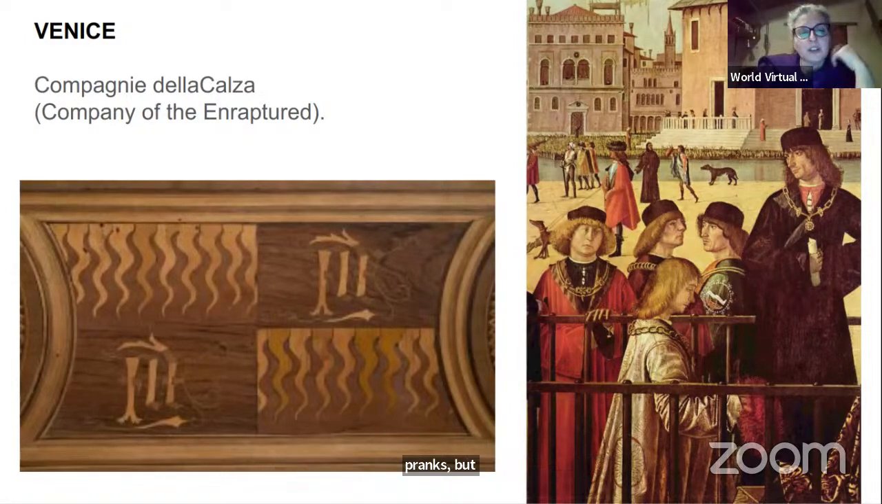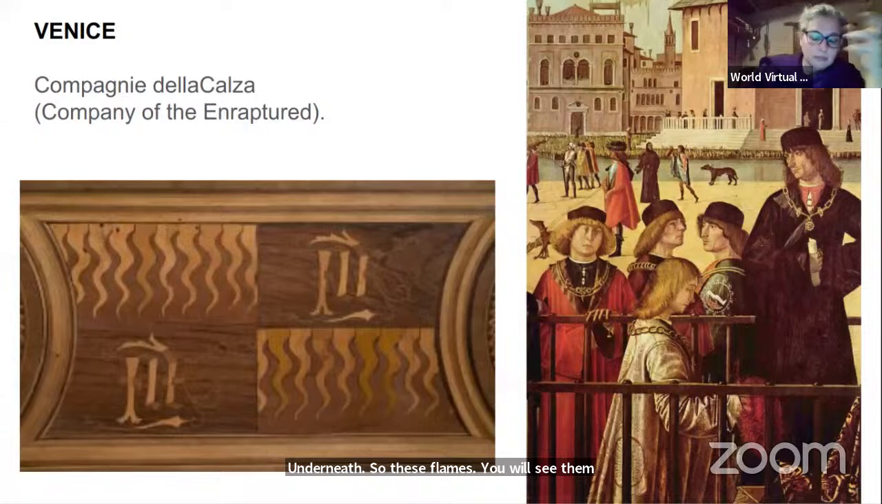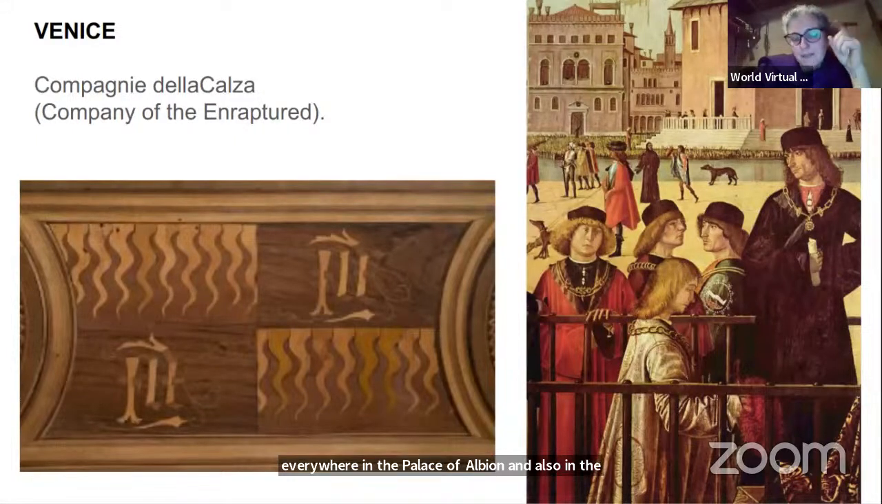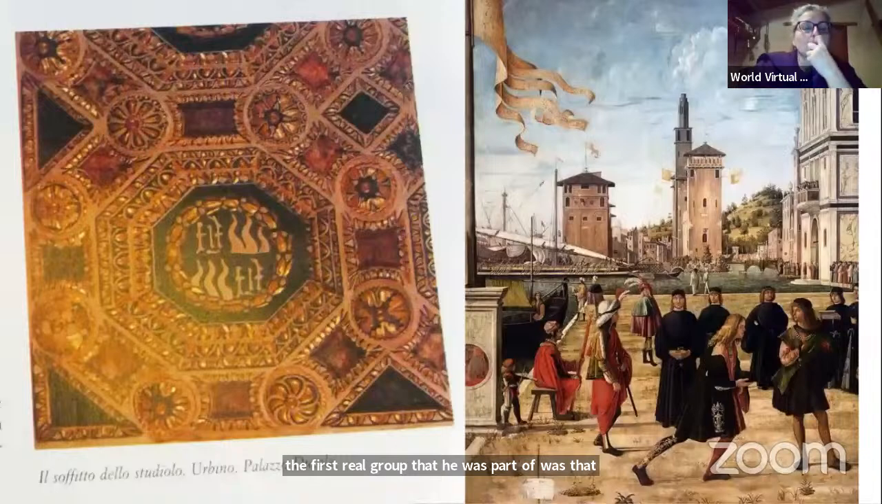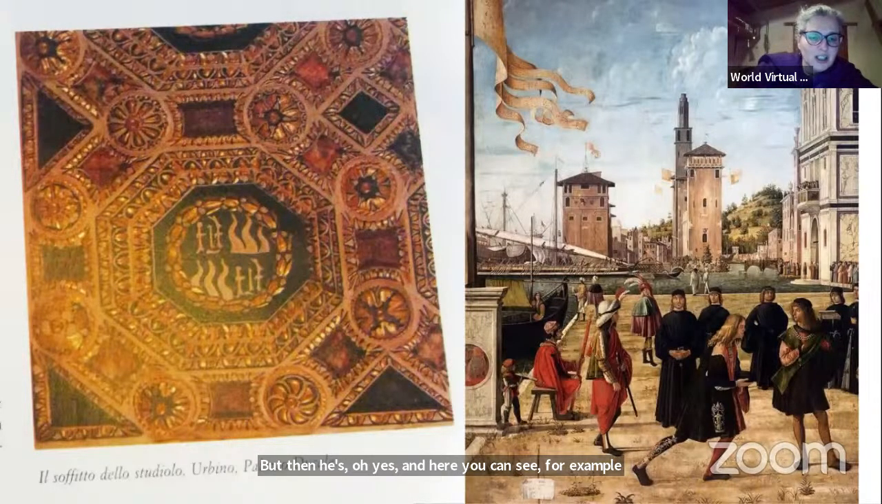And one of the symbols of this Compagnia della Calza are these flames that you can see underneath. You will see these flames everywhere in the palace of Urbino and also in the palace of Gubbio that Federico had built. Now, not everybody agrees that these flames are the symbol of the Compagnia della Calza, so there's a bit of discussion, but he becomes a member and he will never forget it. He will never forget that the first real group he was part of was that in Venice. And here you can see, for example, on the ceiling of the palace, these kind of flames.